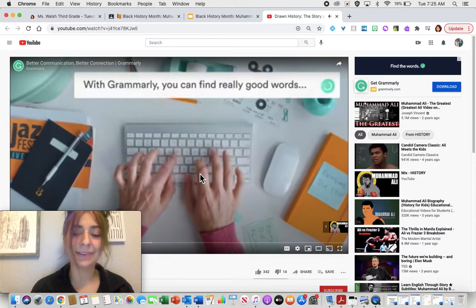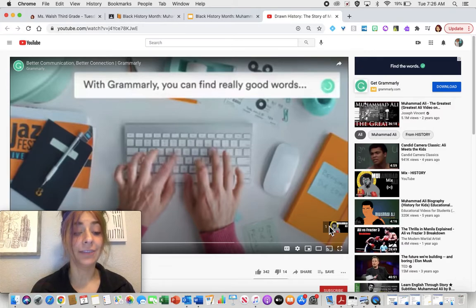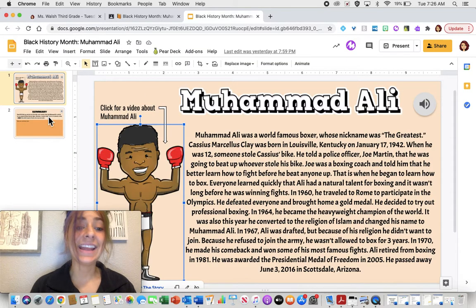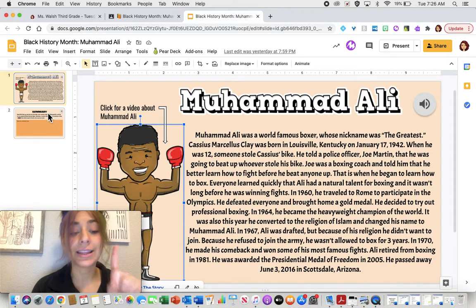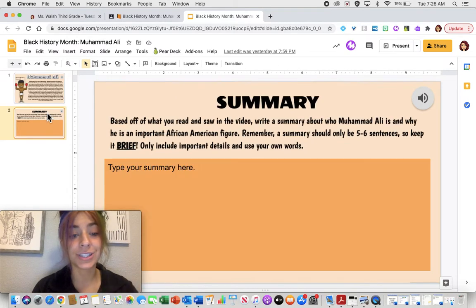Not the ad, but after the ad, there's going to be a video. In just a moment the skip ad will pop up, and after that you are going to watch the Muhammad Ali video. After you've read the passage or listened to it and watched the video, you're going to move to slide number 2, and you are going to provide a summary.